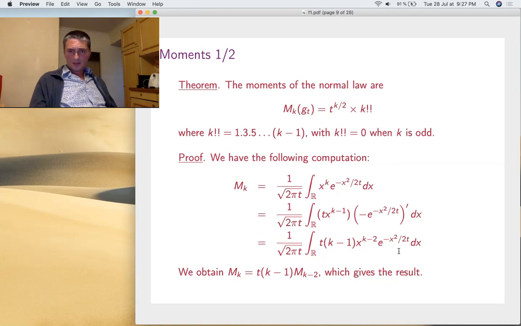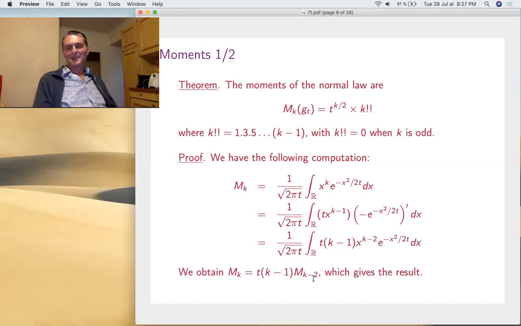So you get this guy here, and now let's see what we have. This is an integral with respect to x. This is a constant, t times k minus 1, so it goes in front of the integral. And what's left here is exactly the moment of order k minus 2, right? So we get the moment of order k equals t times k minus 1 times the moment of order k minus 2. So we have a recurrence. What I'll get here, m_k, up to these powers of t, is going to be k minus 1, k minus 3, and so on. So it's a double factorial.